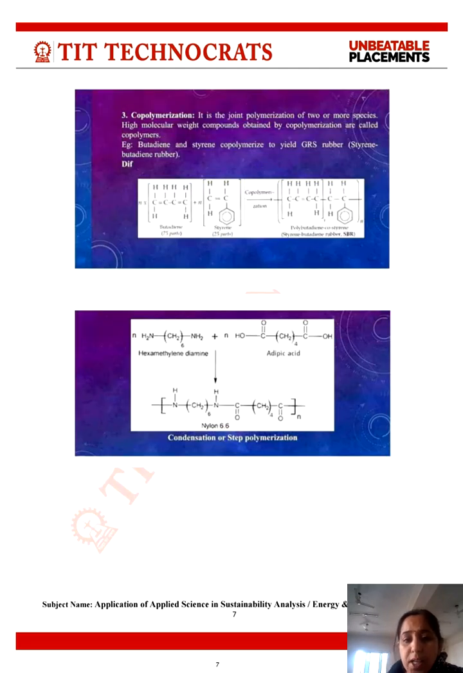Now we come to the next topic, that is copolymerization. It is the polymerization of two or more species, and the high molecular weight compound obtained by copolymerization is called a copolymer. For example, butadiene and styrene are copolymerized to give GRS rubber, that is styrene butadiene rubber.